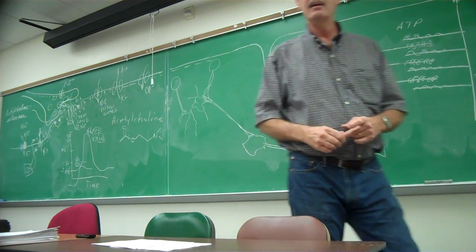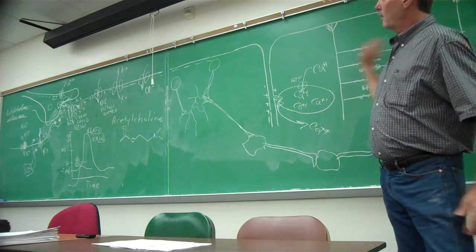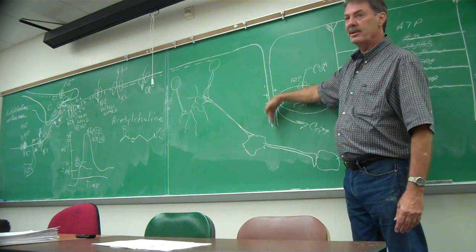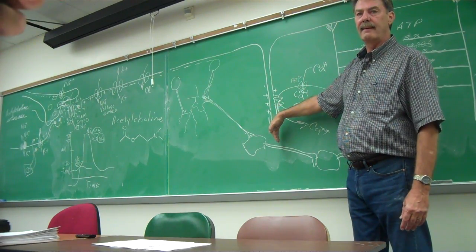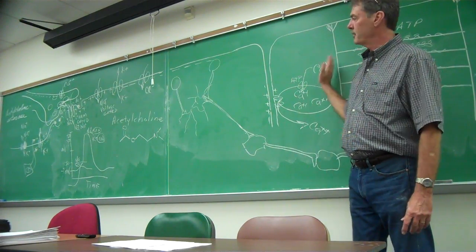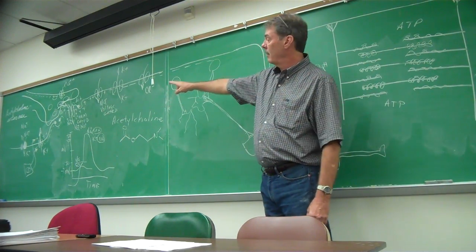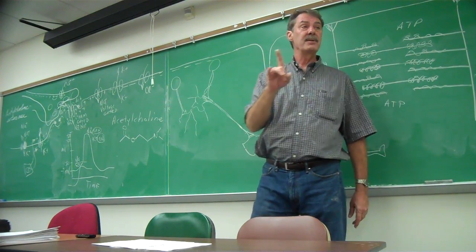This is one cell. That's another cell. This is all one cell. This just happens to be the T-tubule that's in the muscle cell. That's in the cell. So this is all one cell. But in order for muscle contraction to take place, it has to start at the nerve. And that's the interesting thing.